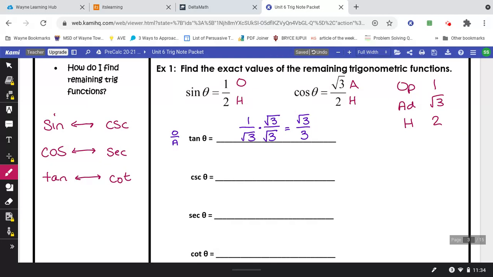For cosecant, you are going to flip it, the reciprocal of sine, so H over O. The H value is 2. The O value is 1, which then will divide out to just be positive 2. Secant is the reciprocal of cosine, H over A. H for this problem is 2. A is square root of 3, radical 3.